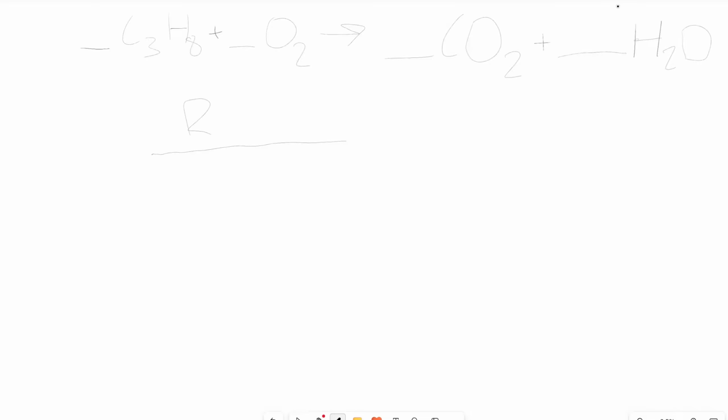So let's make our reactant side, our product side, and let's start off. For carbon, we have 3 on the reactant side and 1 on the product side. For hydrogen, we have 8 on the reactant side and 2 on the product side. And for oxygen, we have 2 on the reactant side and 3 on the product side.